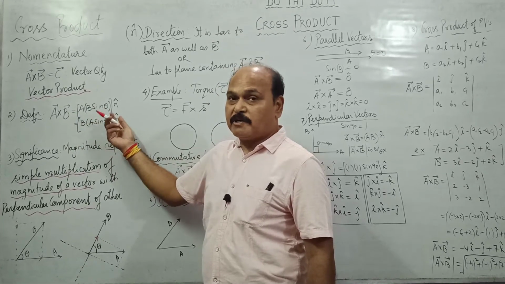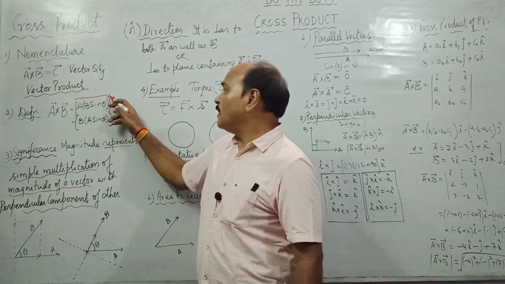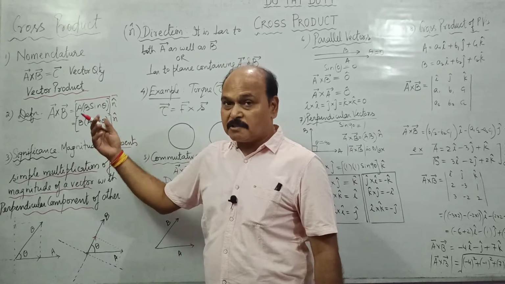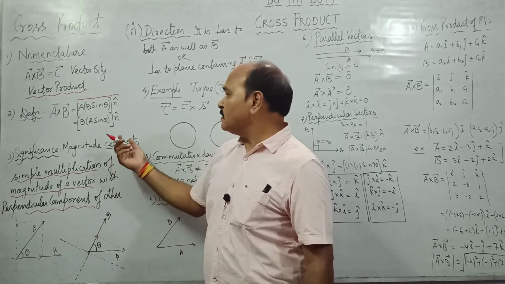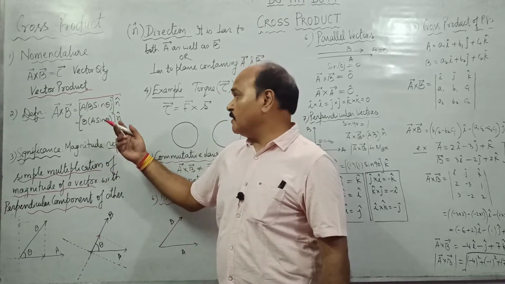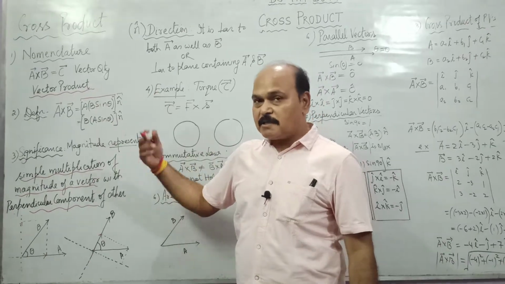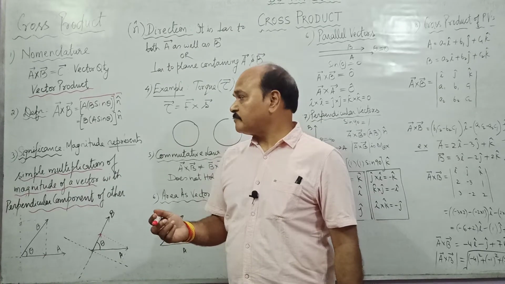A cross B is a vector quantity. So this is the magnitude of the vector and this is the direction. What is this magnitude? What is this direction? We'll know very shortly. Well, what is the significance of the cross product? In the cross product we have magnitude as well as direction. So let us understand magnitude and then direction.